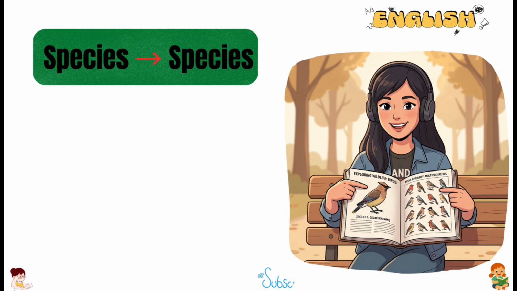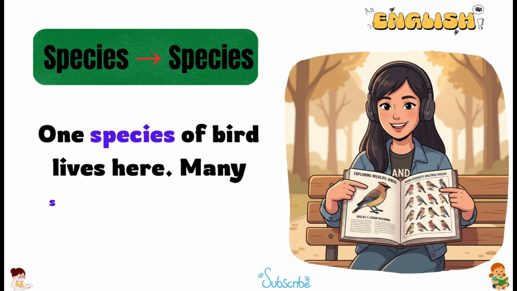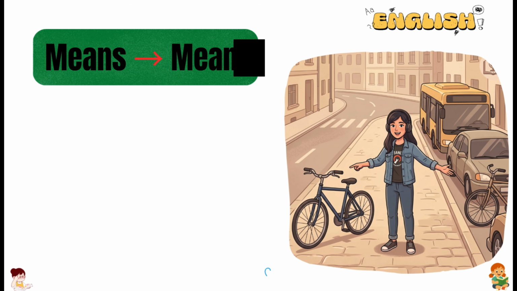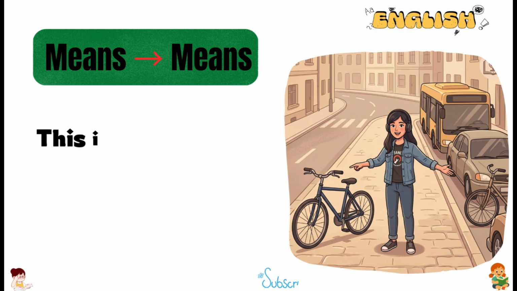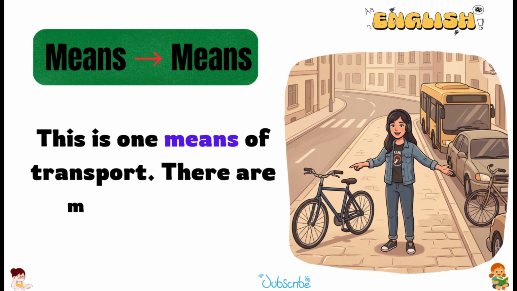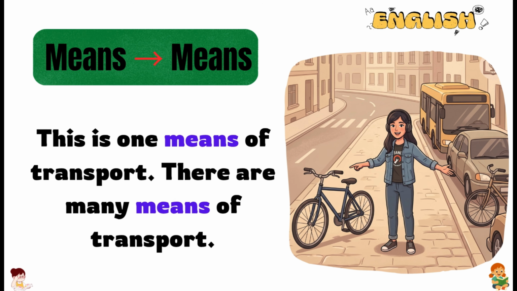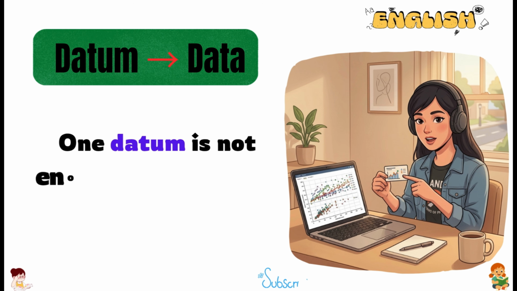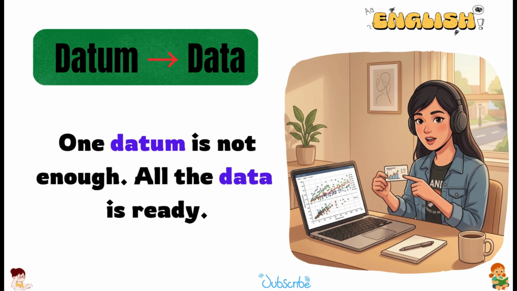Species, species. 1 species of bird lives here. Many species live in the forest. Means, means. This is 1 means of transport. There are many means of transport. Datum, data. 1 datum is not enough. All the data is ready.